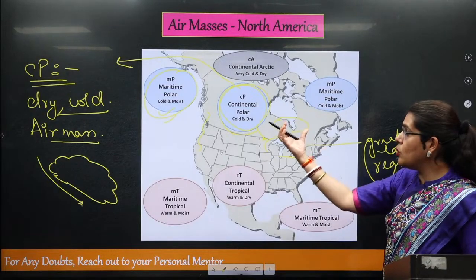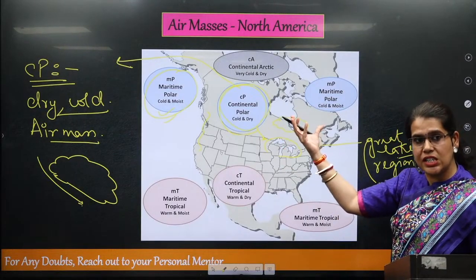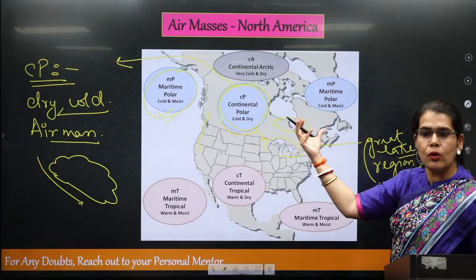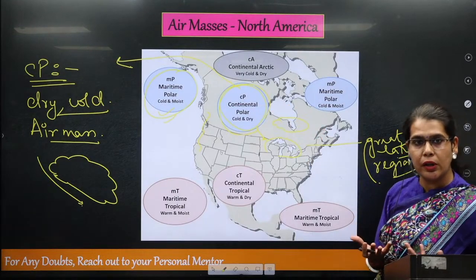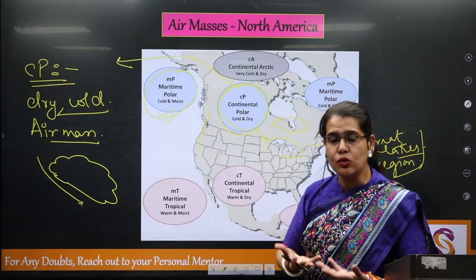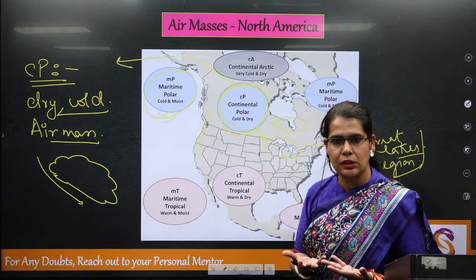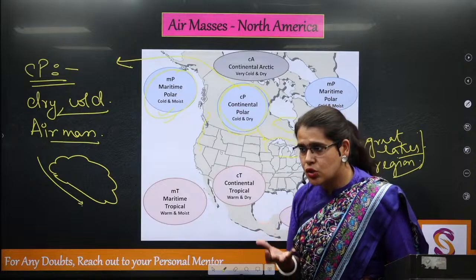Okay, so it will pick the moisture from this region, but because it is very cold, condensation will happen in form of snowfall. So it can result into snowfall here over the Great Lakes region. So what would happen? There would be snowfall.